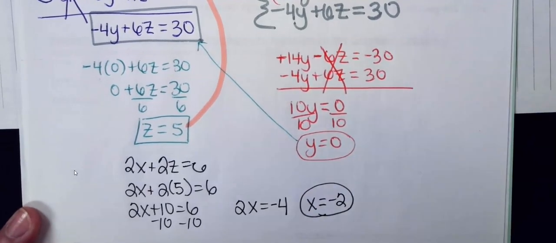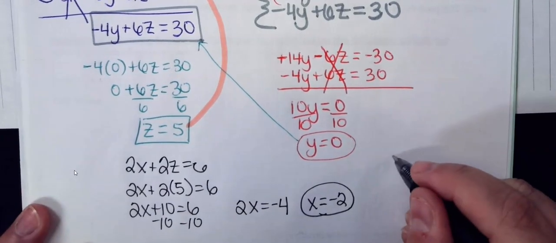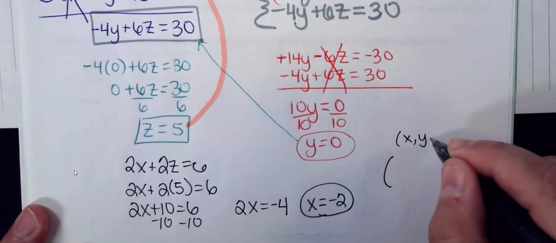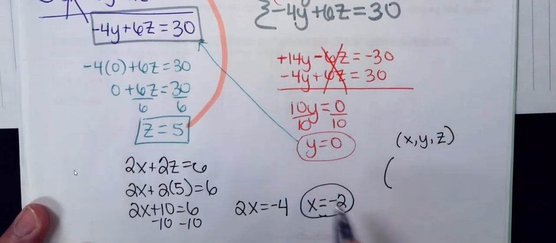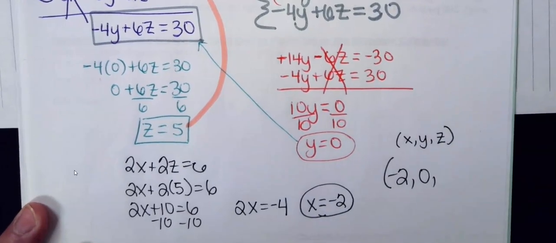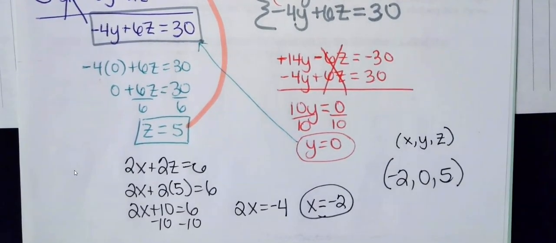Okay, now if you guys just want to leave it, as long as you have all 3 variables, that's perfect. But I just want to remind you from Friday, you can write this, we call it an ordered triple. It is the x value, which is negative 2 for this problem, the y value, which is 0, and the z value, which is 5. Is anybody having a question?